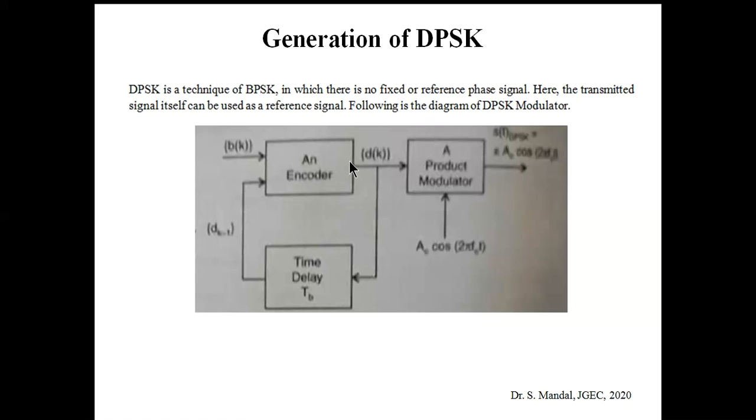Now the output of the encoder, that is dk, is going to the product modulator, where it is multiplied or modulated by the corresponding carrier Ac cos 2 pi fc t. Okay, and after that we will get the corresponding differential phase shift key signal, that is nothing but plus minus Ac cos 2 pi fc t. Okay, so this one is the basic block diagram of the DPSK modulator. Now, what is the function of the encoder and what is the necessity of the time delay section, that will be understood in the next slide.